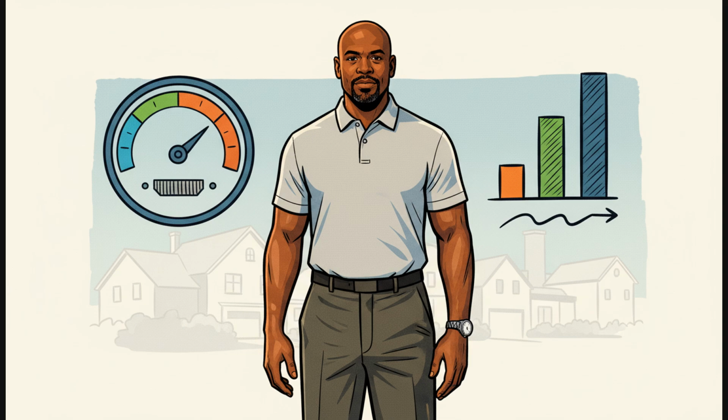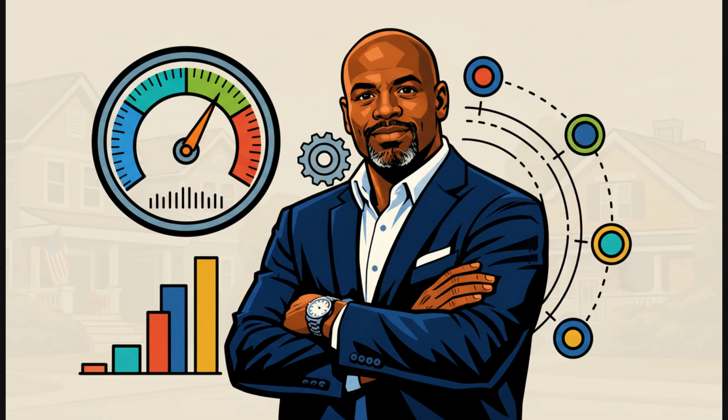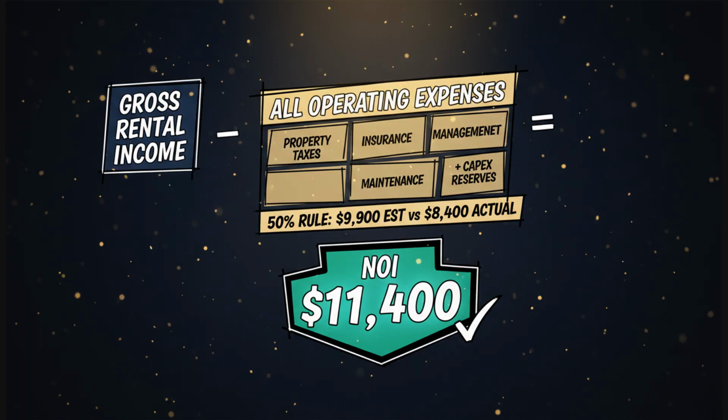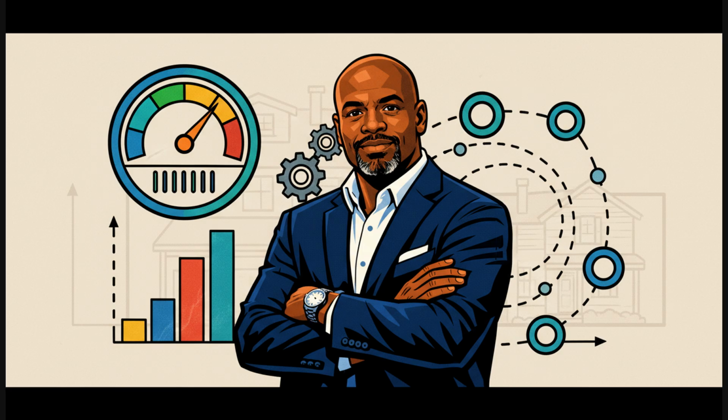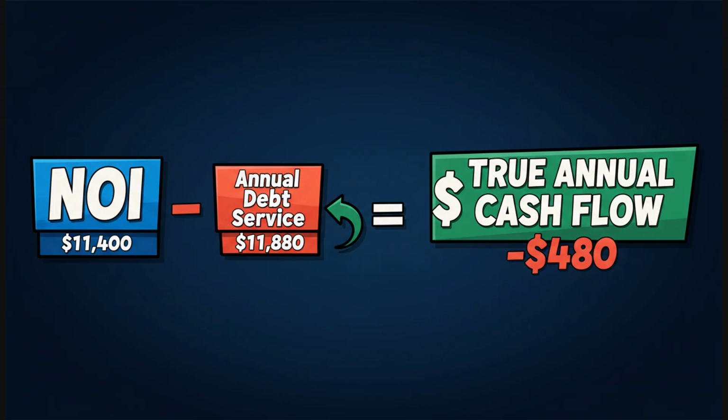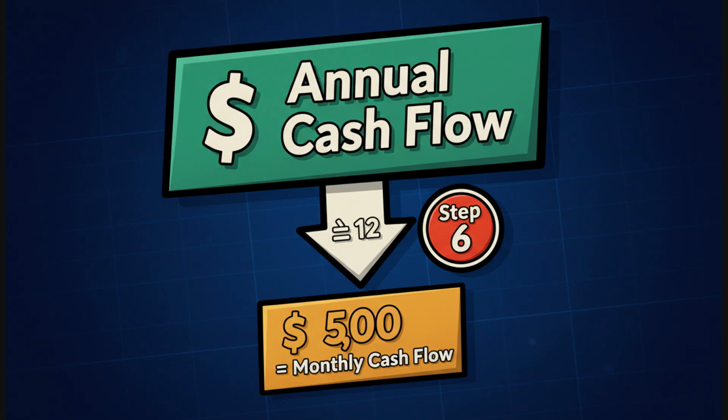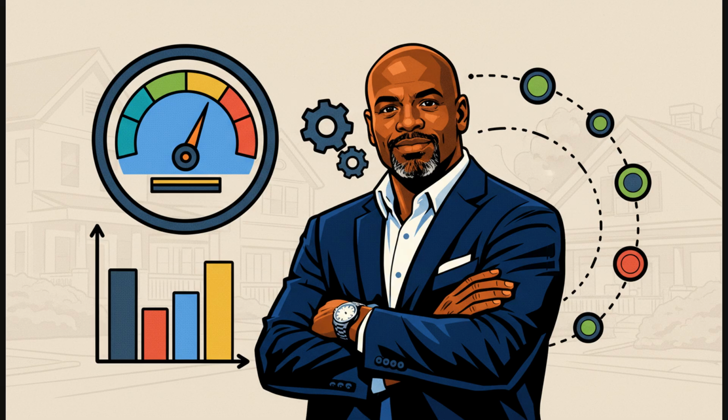Step 3, calculate your effective gross income by subtracting vacancy from total income. Step 4, subtract all operating expenses using the 50% rule or actual numbers if you have them. That gives you NOI. Step 5, subtract your annual debt service from NOI. That gives you your true annual cash flow. Step 6, divide annual cash flow by 12. That is your monthly cash flow. That is the number that matters.